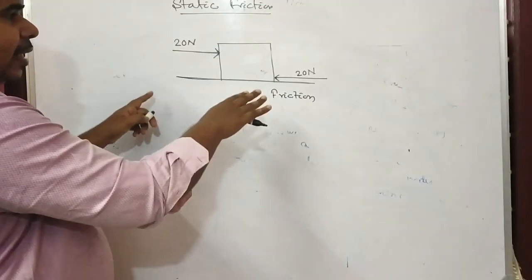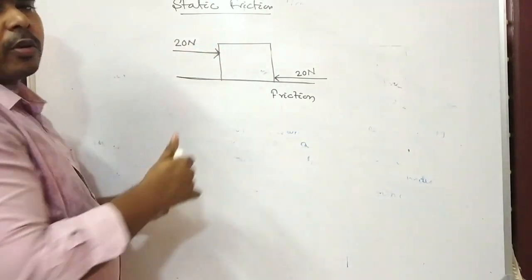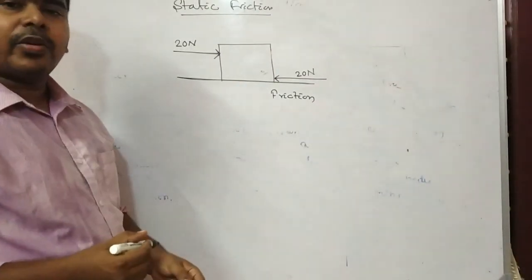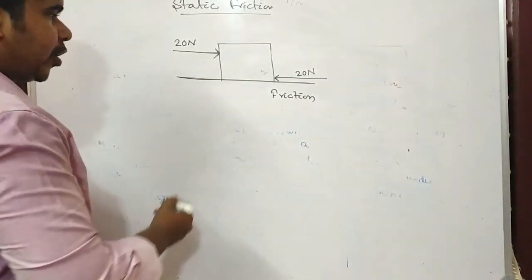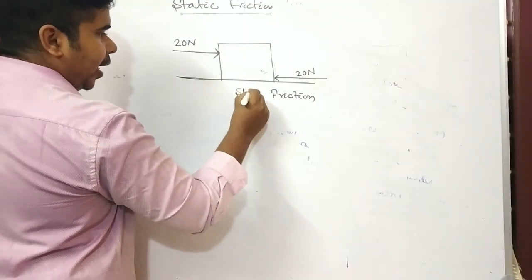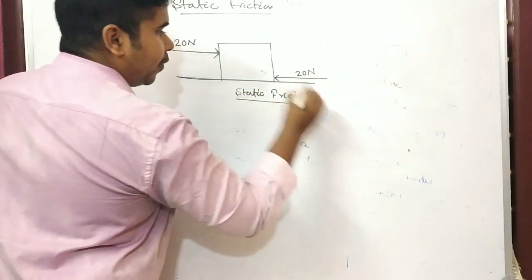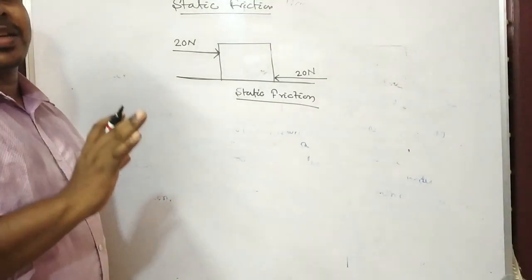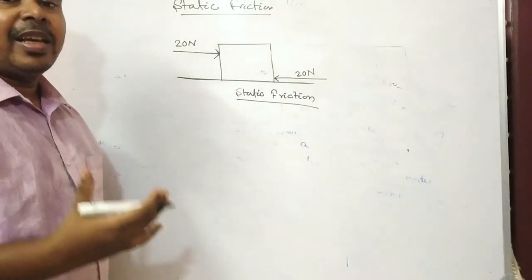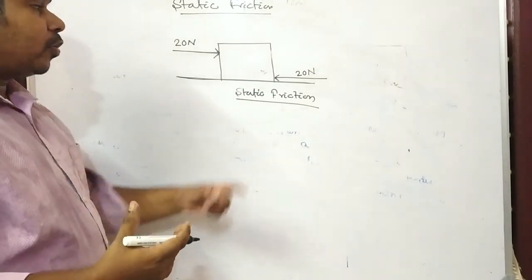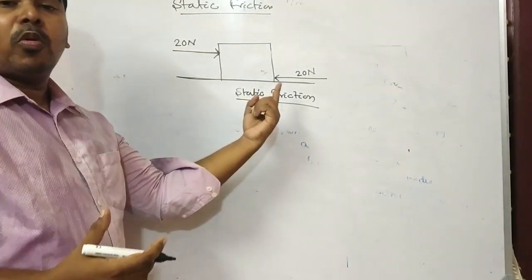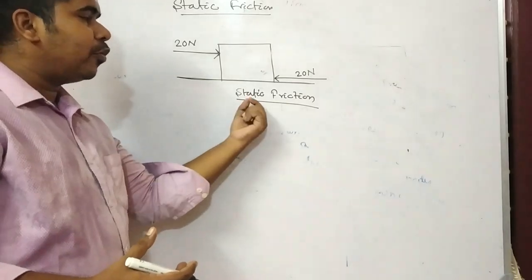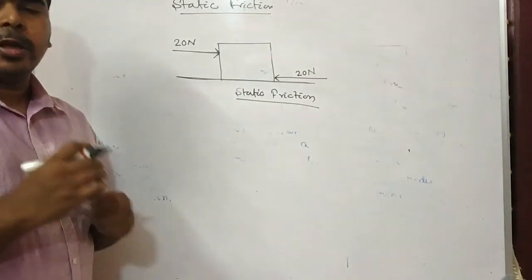So we can say that there is a friction force acting on the body when the body is at rest, and that frictional force we call static friction. We are applying force, but the body is at rest, the body is not moving. That opposite force which is just preventing the motion of the body, that force is known as static friction.